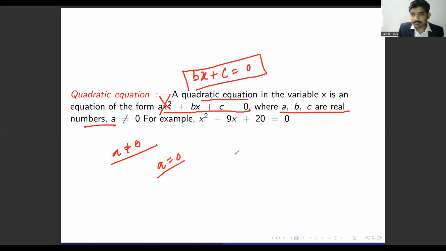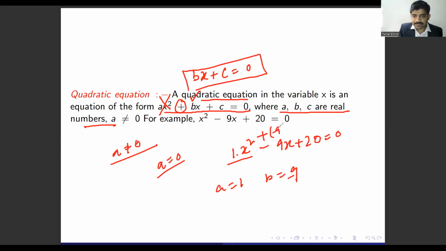So I'm taking one example. x square minus 9x plus 20 is equal to 0. Here a value is 1 as the coefficient of x square is 1. b value is minus 9. Why minus 9? Because if you see in the general equation, you have to take positive plus b. So we can write this term like this, and the b value is minus 9 and the c value is 20 here. Okay. So next we will discuss the solution.